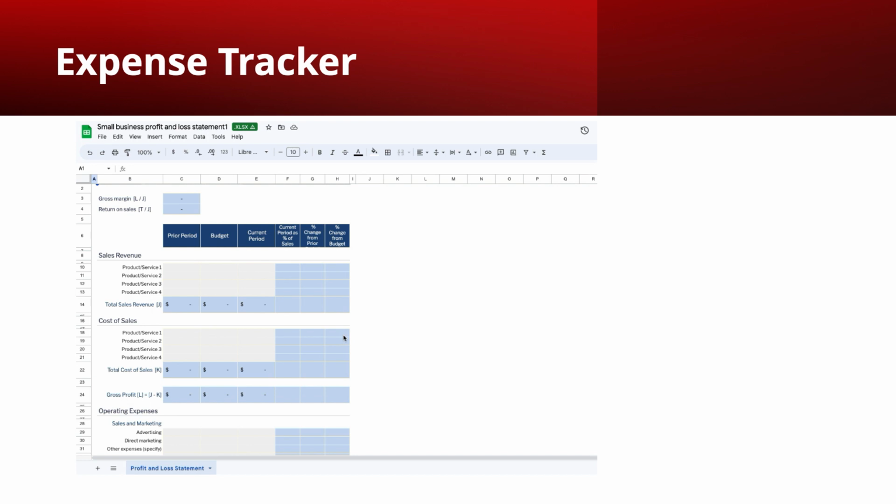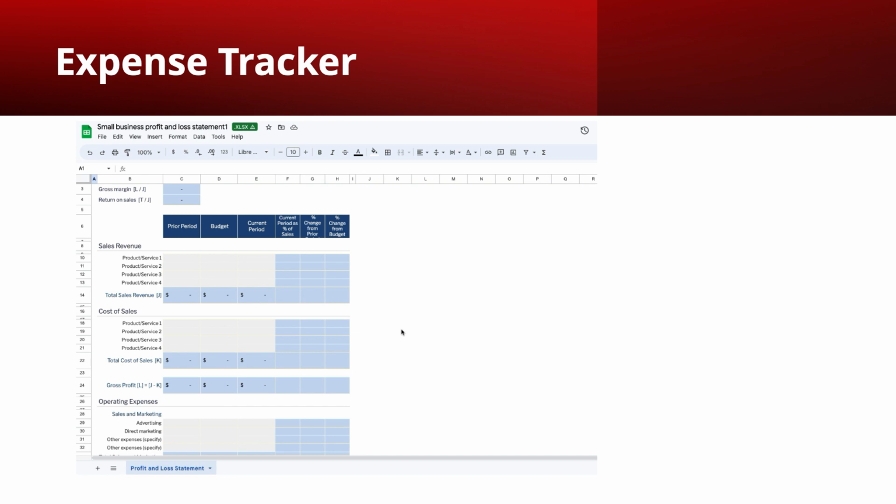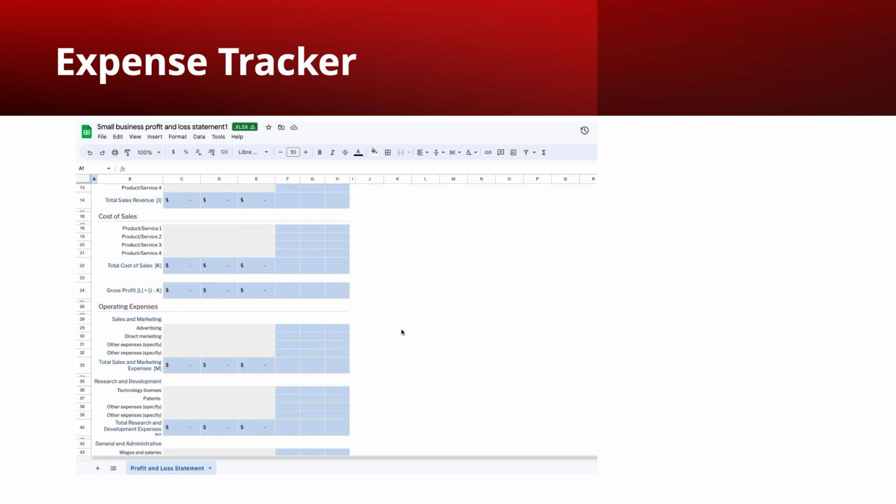Then the cost of sales. So, how much did it cost you to actually get that customer? And that could be through the use of advertising, things like that. You want to put a total here, and then you're going to break down the cost of sales through things like your operating expenses. So these are the things that cost you to operate your business and to actually generate sales leads.